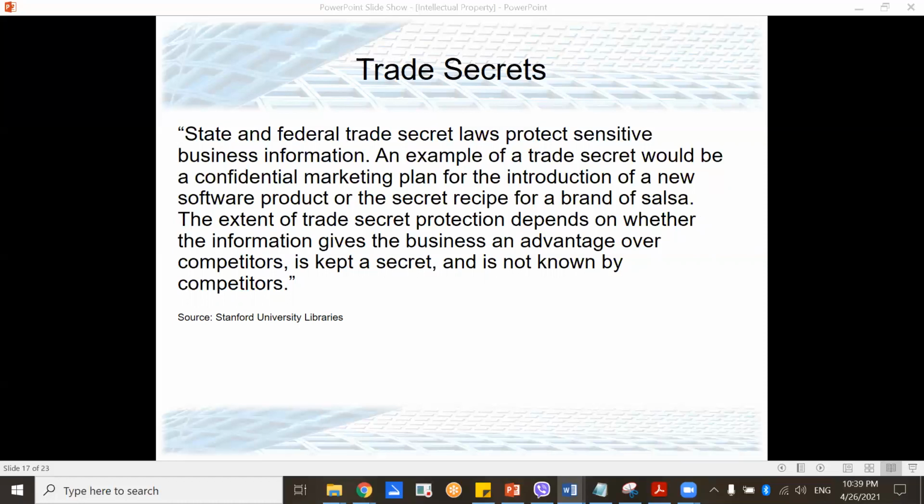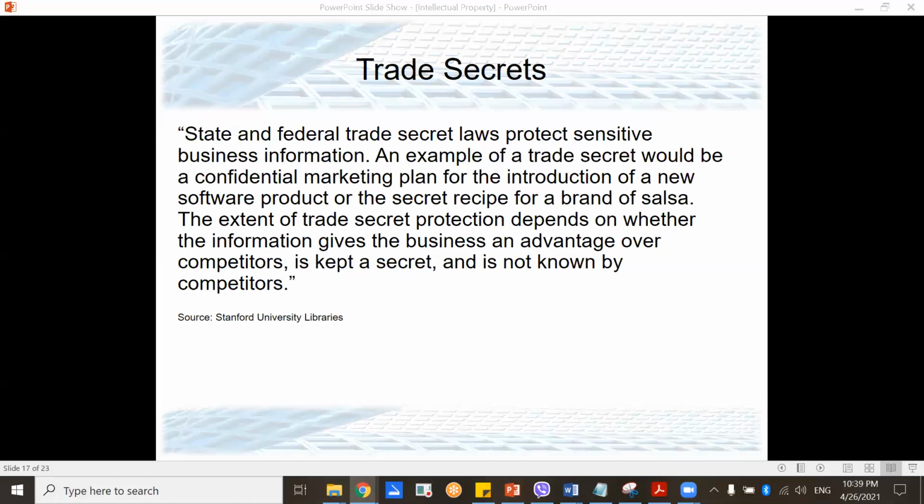The extent of trade secret protection depends on whether the information gives the business an advantage over competitors, is kept a secret, and is not known by competitors. So any piece of confidential corporate information which gives a business competitive advantage can be considered a trade secret. Just keep that in mind. A trade secret must be designated as such before it is leaked. So you have to specify that.